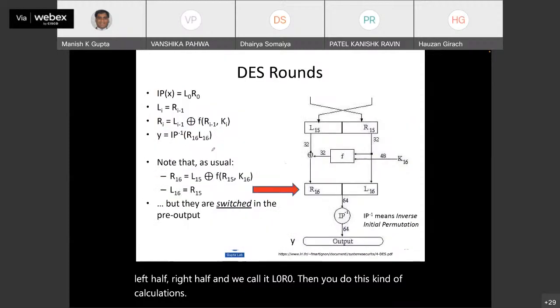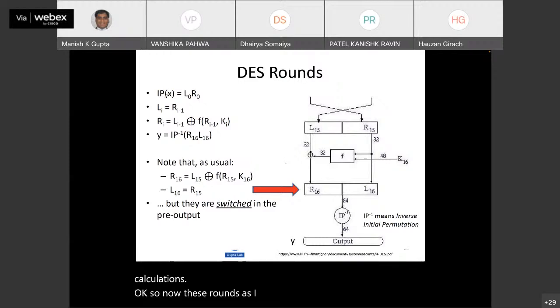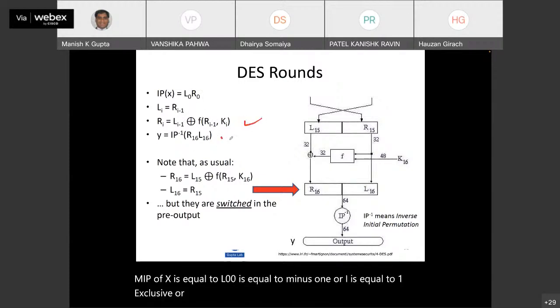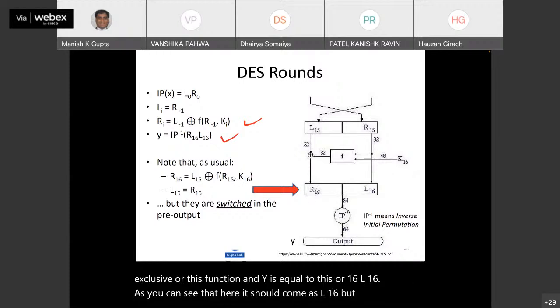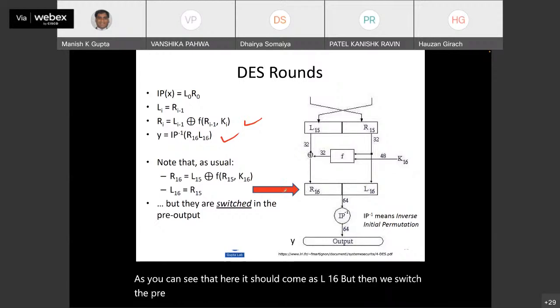Okay, so now DES rounds, as I mentioned, IP of x is equal to L0 R0, Li is equal to Ri minus 1, Ri is equal to Li minus 1 XOR f of Ri minus 1 and Ki, x is equal to this function, and y is equal to this R16 L16. As you can see here, it should come as L16, but then we switch the pre-output here. Normally R16 is this and L16 is this, right?